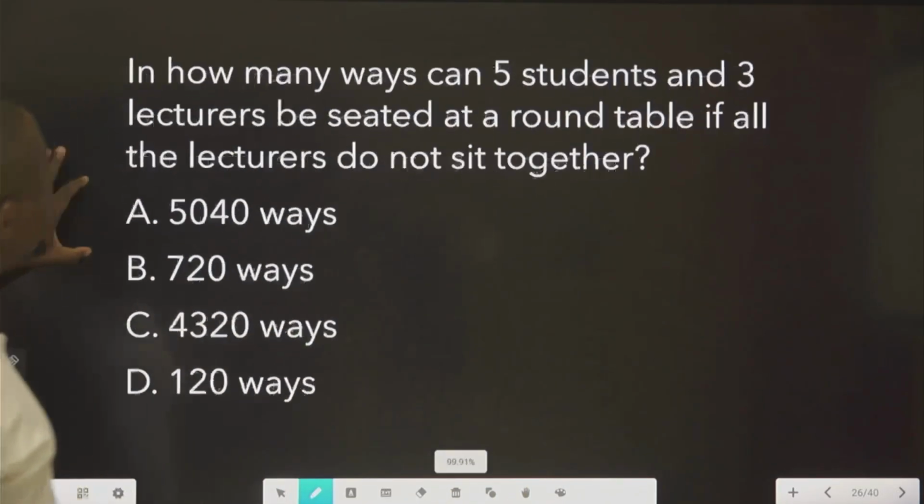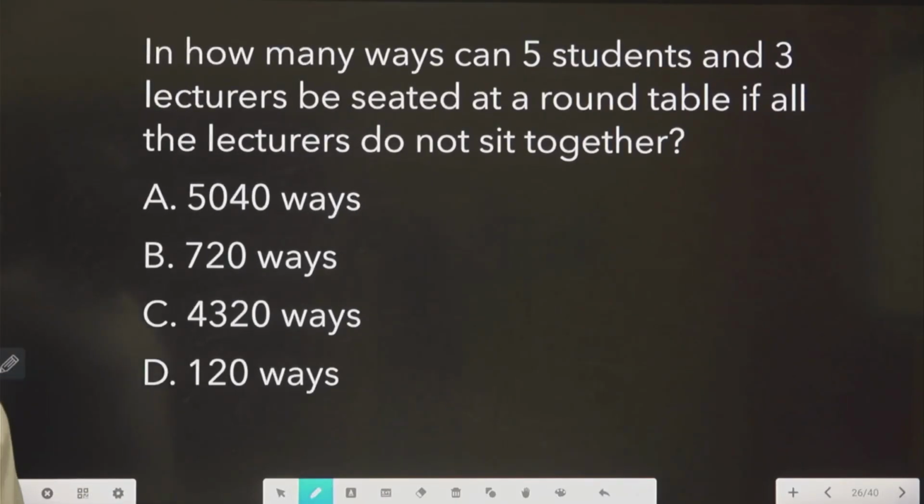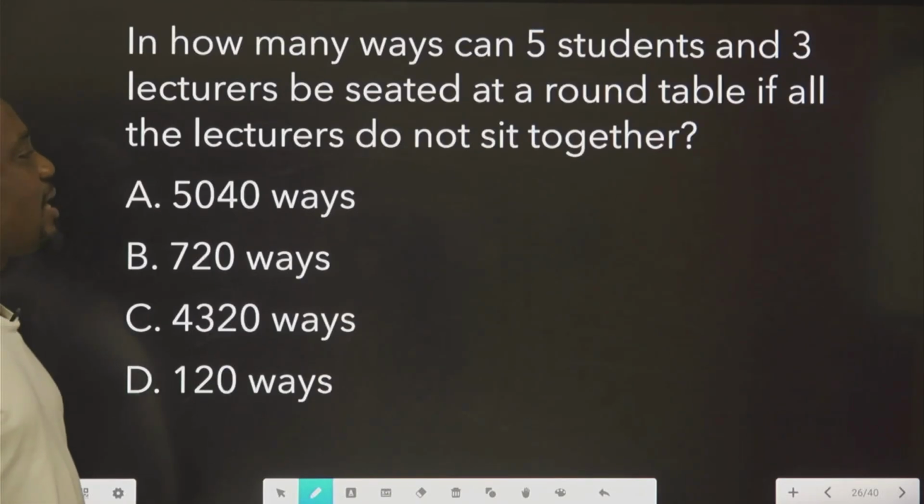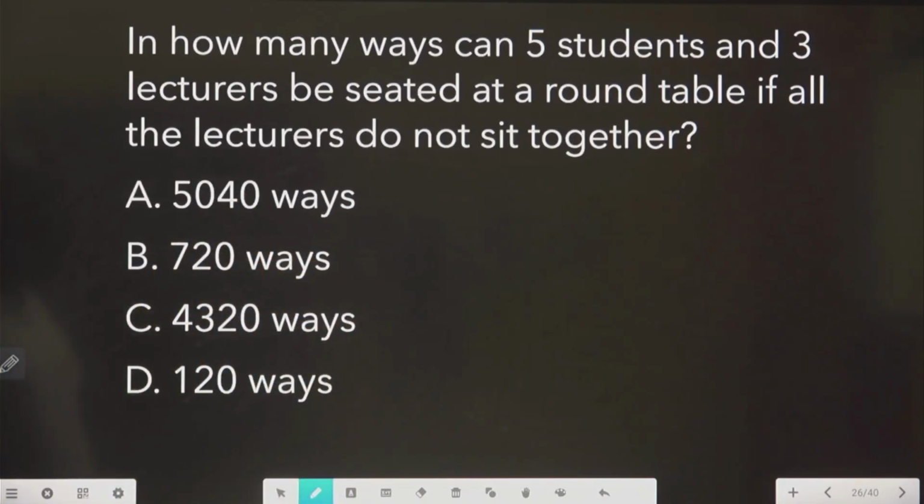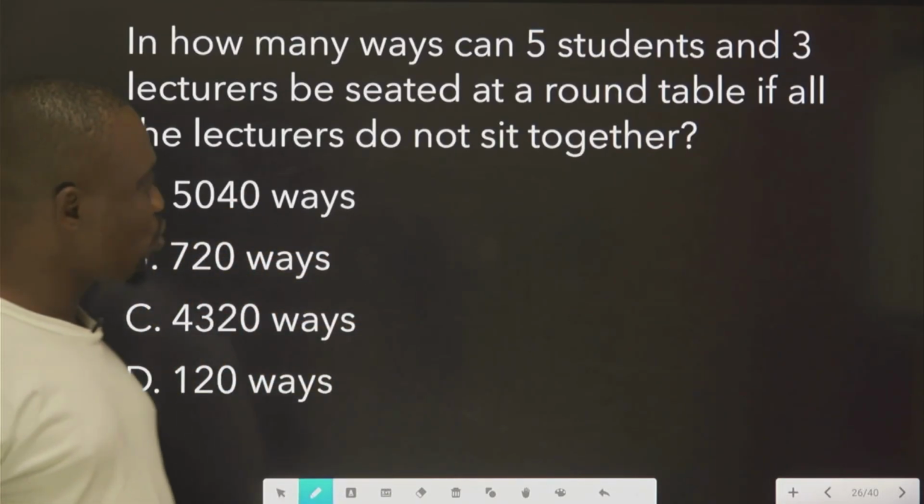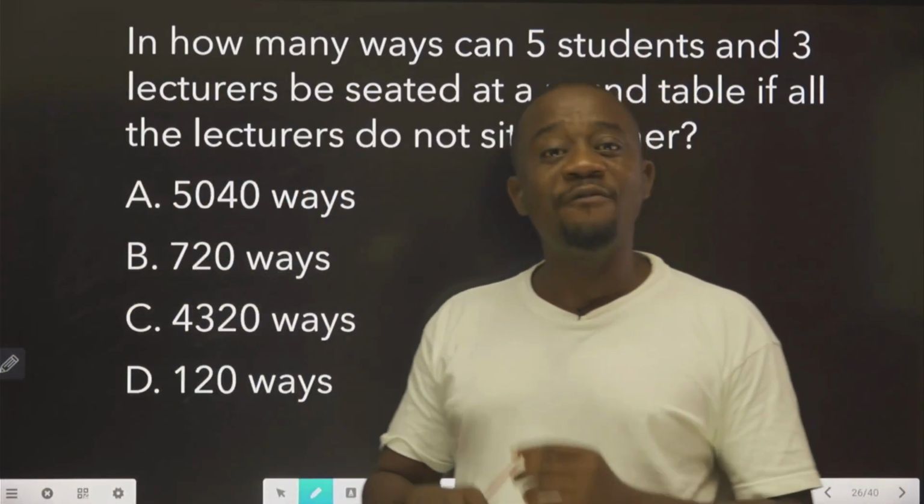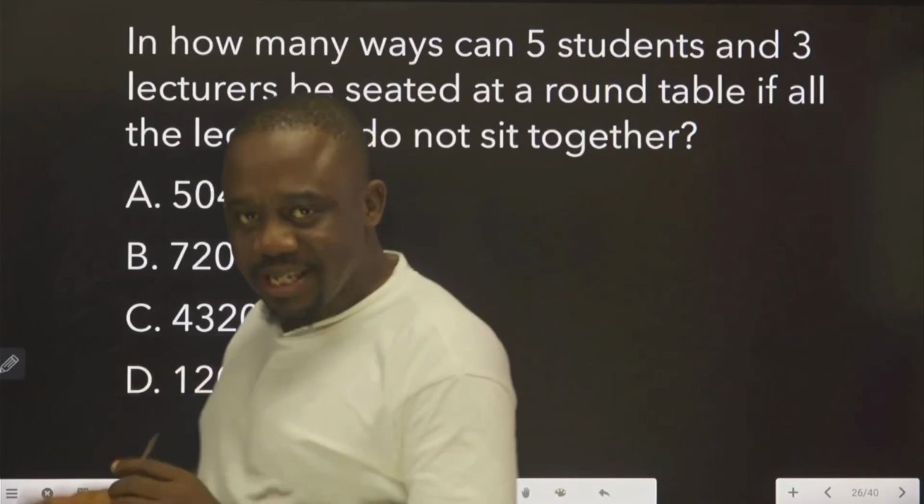Understand? Look at this question. In how many ways can 5 students and 3 lecturers be seated at a round table if all the lecturers do not sit together? This is very tricky. We have to analyze it step by step.